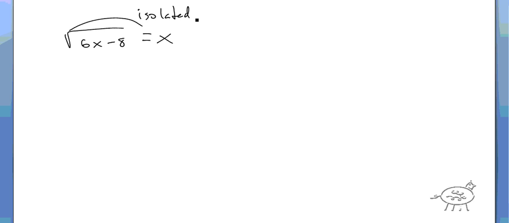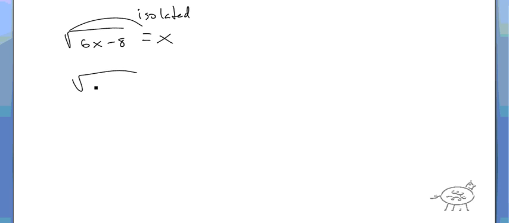Let's try a different kind of problem here. The square root of 6x minus 8 is equal to x. I got variables on both sides. Okay, but it's not a big deal. It's still, one of them has to be isolated. So this is isolated. Okay? It's all by itself with the radical.